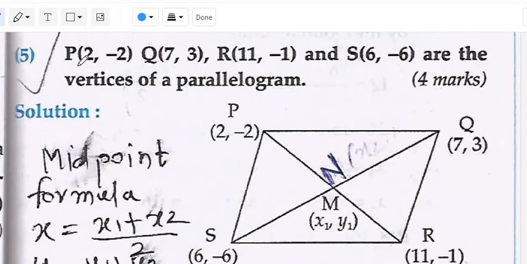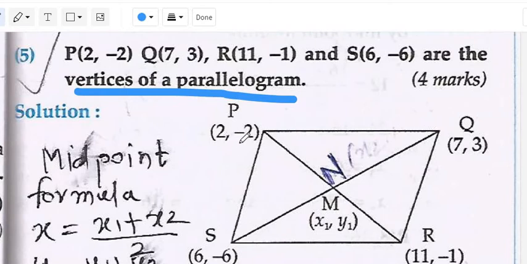Question number 5: P(2, -2), Q(7, 3), R(11, -1) and S(6, -6) are the vertices of a parallelogram. Now see, this is a quadrilateral PQRS. We have to prove that this is a parallelogram.